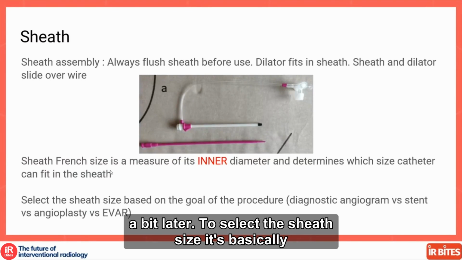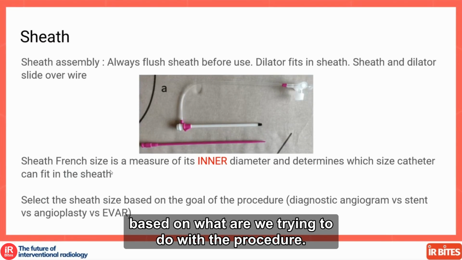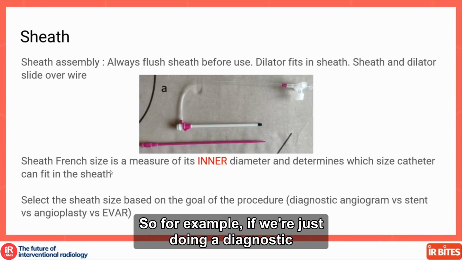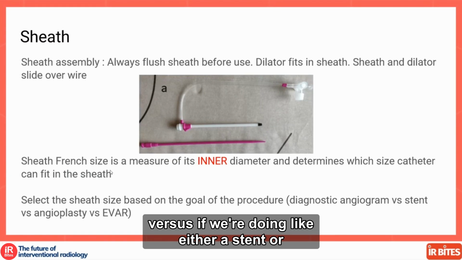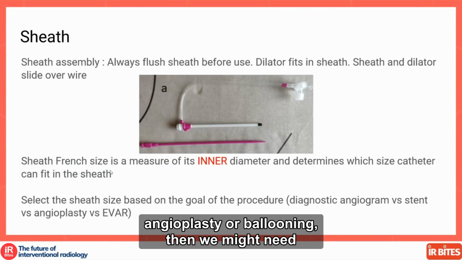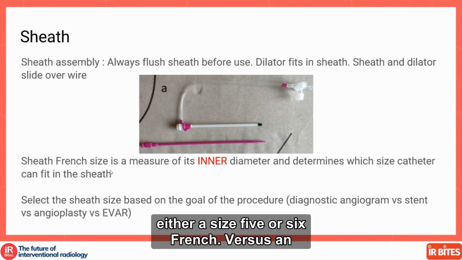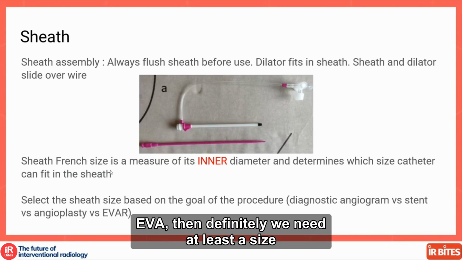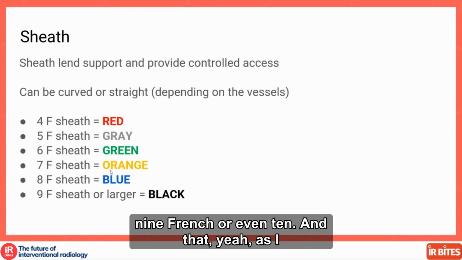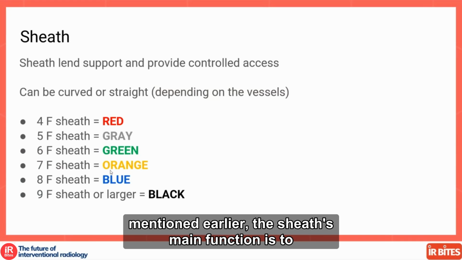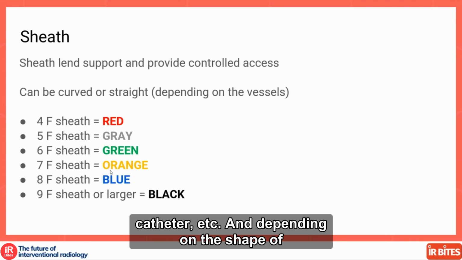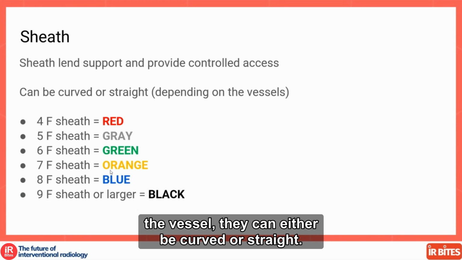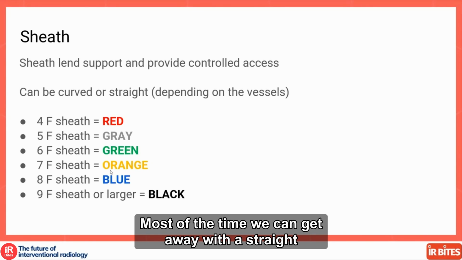Selecting the sheath size is basically based on what we are trying to do with the procedure. For example, if we're just doing a diagnostic angiogram, 4 French sheath is more than enough, versus if we're doing a stent or angioplasty or ballooning, then we might need either a size 5 or 6 French. Versus an EVAR, then definitely we need at least a size 9 French or even 10. And as I mentioned earlier, the sheath's main function is to provide support and controlled access into the lumen, where you can exchange different types of wire, catheter, etc. Depending on the shape of the vessel, they can either be curved or straight. Most of the time, we can get away with a straight sheath.